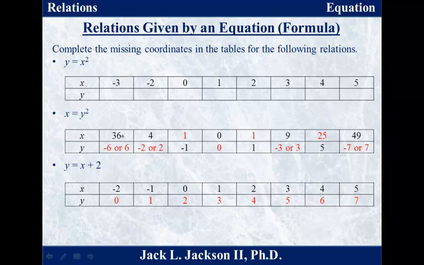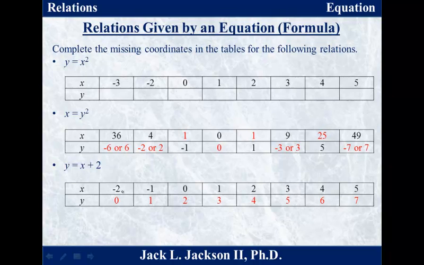This one, I have 36 here. It could be either 6 or negative 6 that goes here. In fact, we would actually have two entries in the table: one is (36, -6), and another is (36, 6). Same way here, I'd have (4, 2) and also (4, -2). (1, -1). Okay, (0,0), (1,1), and so forth. And so we get those possibilities there.